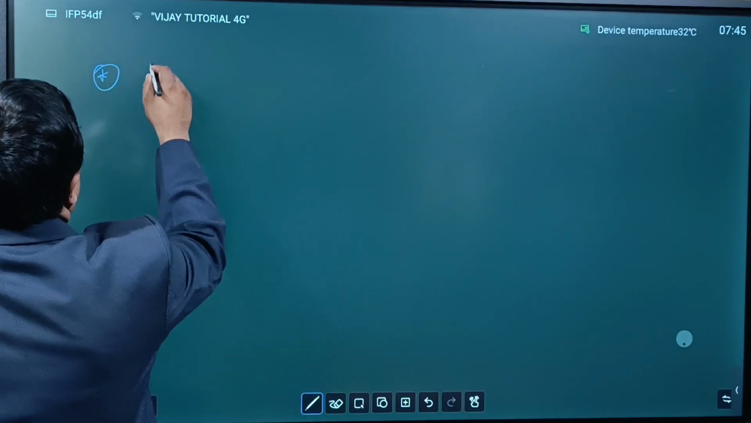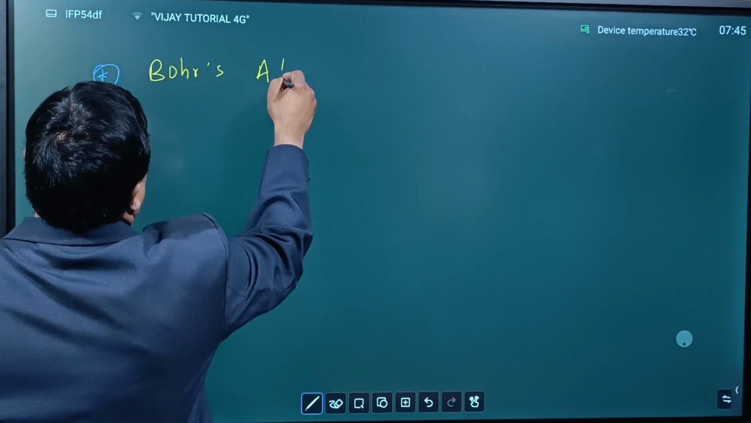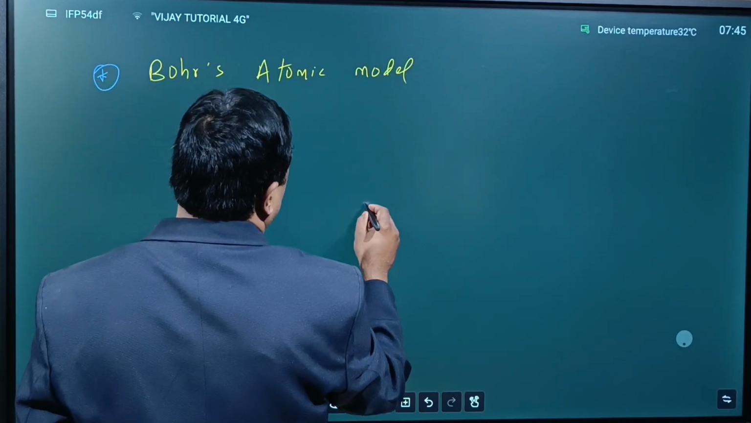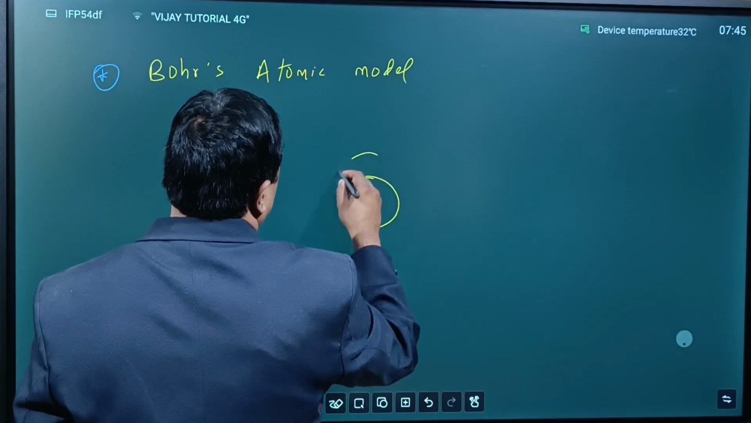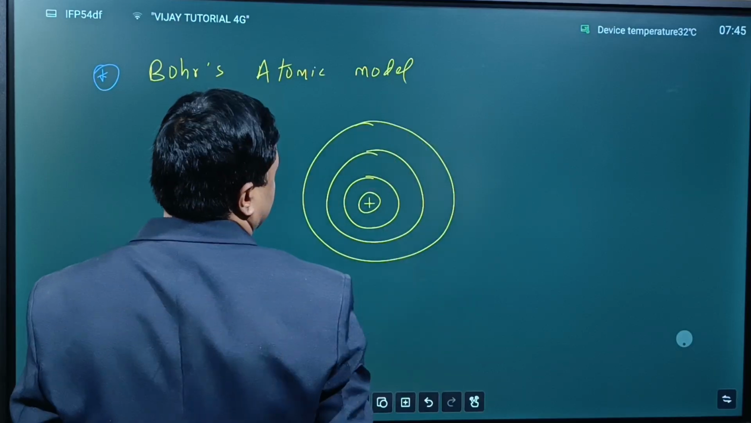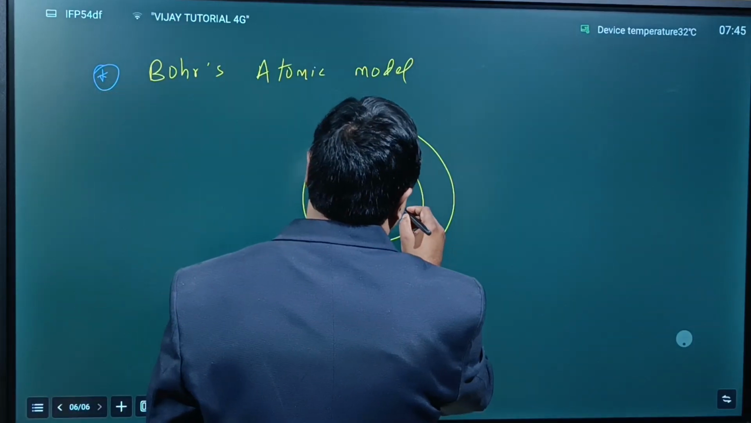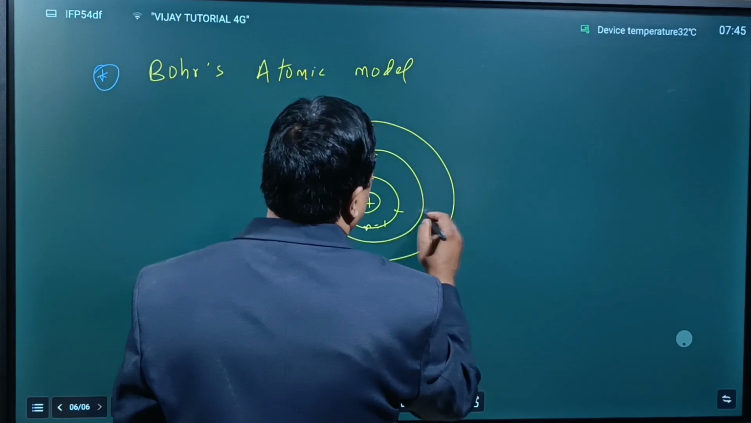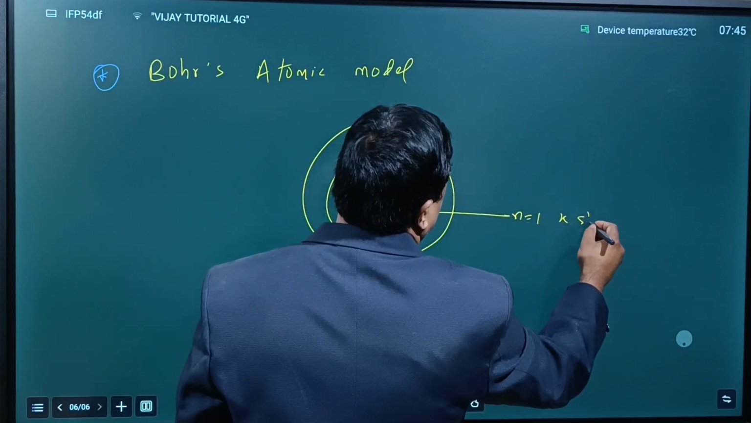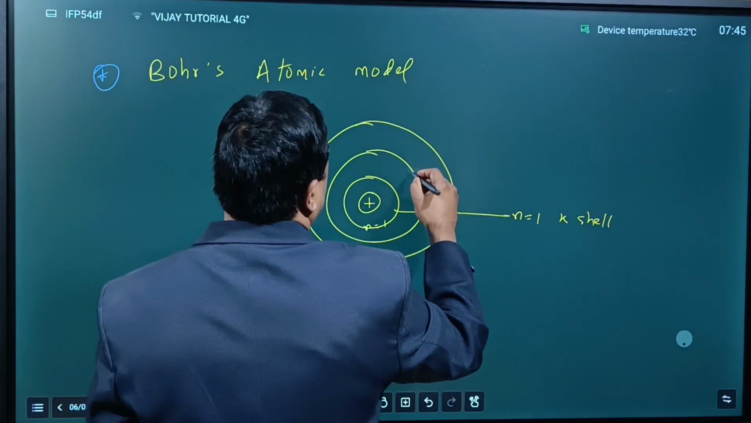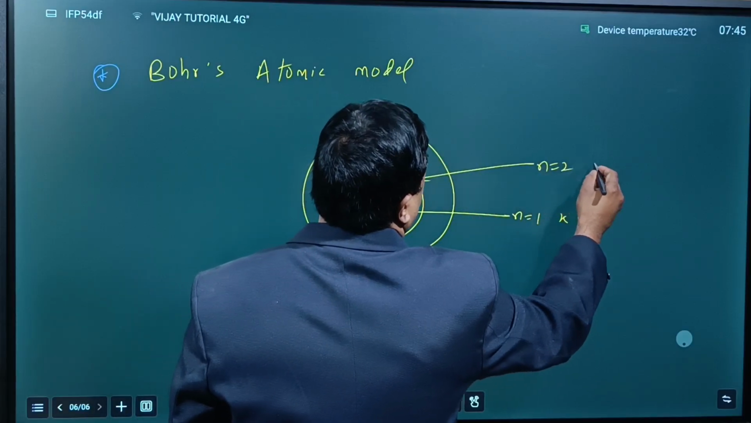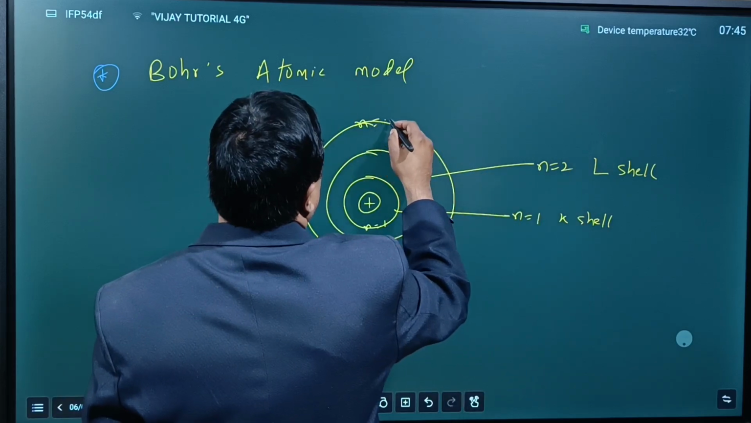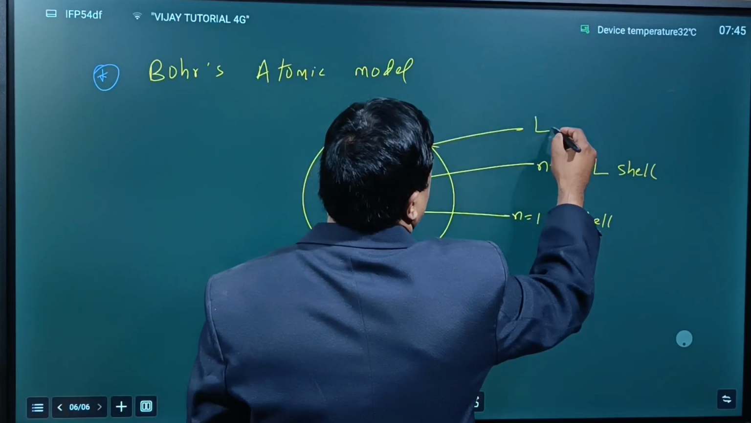Bohr's atomic model. He told the atom contains a nucleus in the center and electrons are revolving around the nucleus in circular paths. The paths are called orbits or shells. This is the first, n equal to 1, he named as the K shell. This is the second orbit, so n equal to 2, he named as the L shell. This is the third orbit, n equal to 3, he named as the M shell. Is it clear?